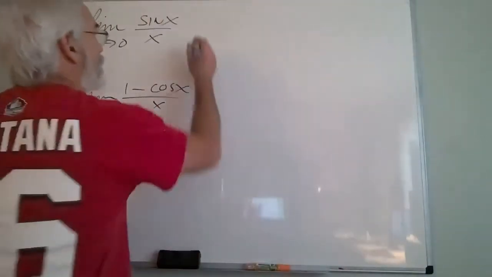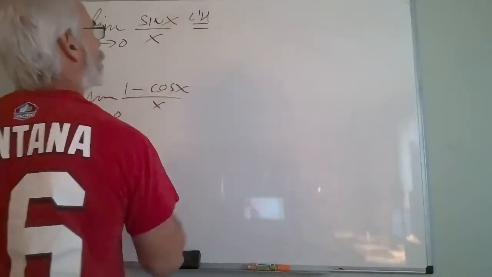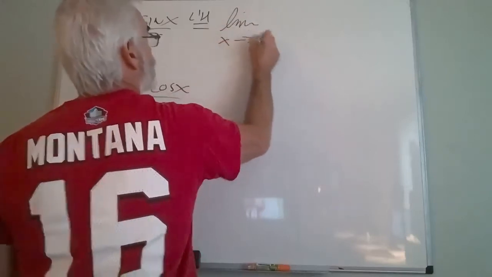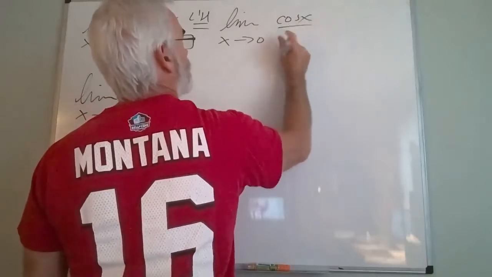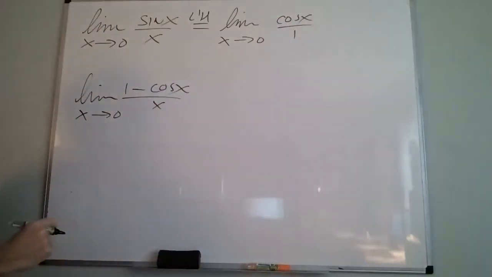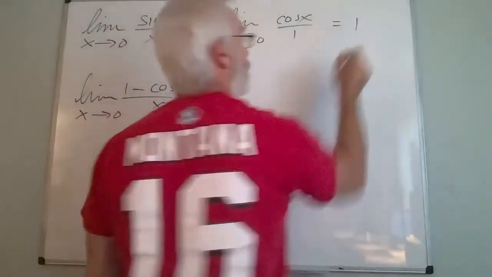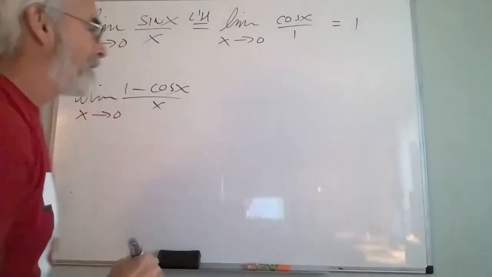So if I use L'Hopital's rule here, by L'Hopital's rule, this is the limit of the derivative of the numerator, which is cos x, over the derivative of the denominator, which would just be 1. And as x goes to 0, well, cos 0 is 1. And by the way, that is our result. We just couldn't do that on day 3 of Calc 1.